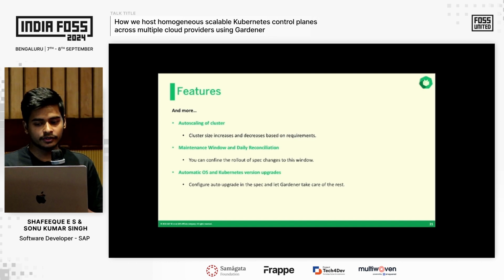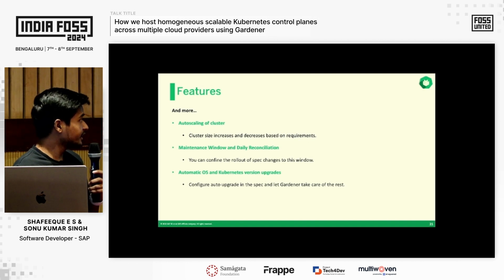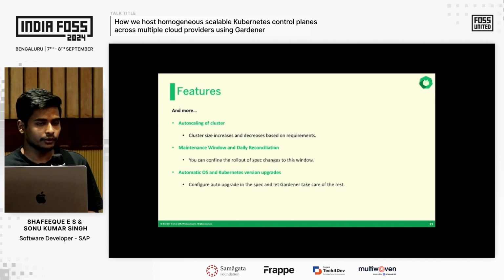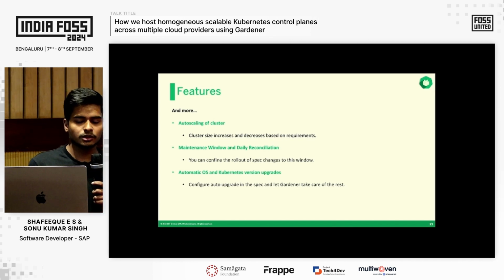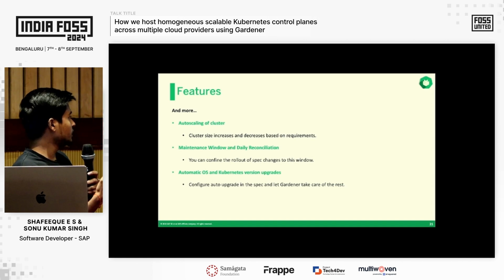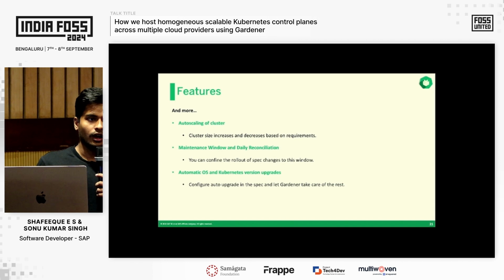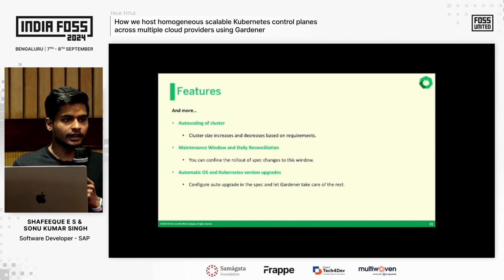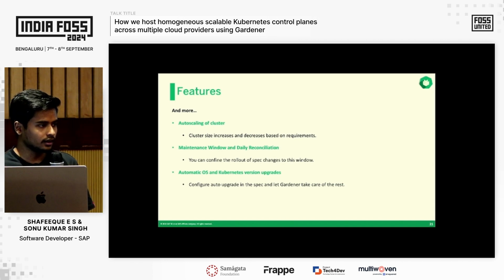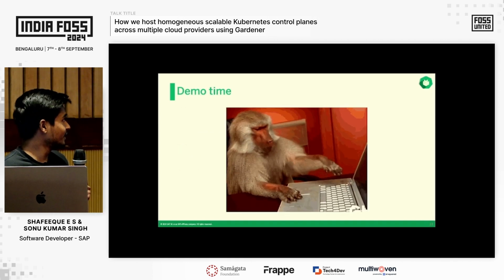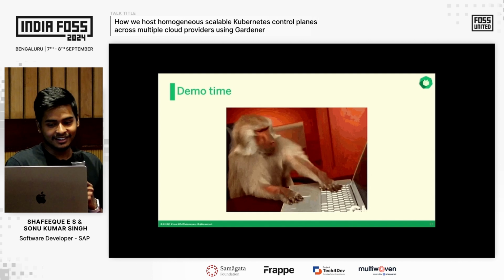We offer a maintenance window, so a shoot can configure a maintenance window, and Gardener will apply some of the changes to your cluster during that maintenance time window. Some things can also be configured to update in the cluster only during the maintenance time window. We also offer automatic OS and Kubernetes version upgrade. So if configured in the shoot, during the maintenance time window, Gardener will automatically update your OS versions and Kubernetes patch versions. So we are back to demo time.